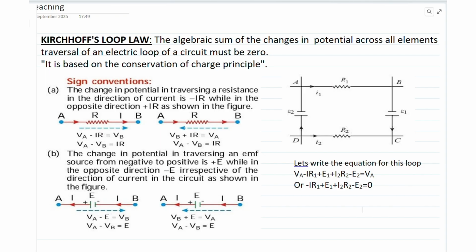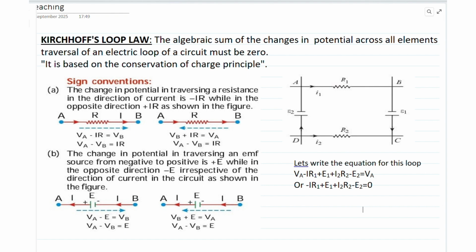Now let's move to the second law, which is very fundamental and holds a very, very good weightage. Usually we get a 2-marker or a 5-mark question based on this. It states that the algebraic sum of the changes in potential, mind you, the changes in potential, not drop in potential, which you'll find in many books, across all elements in a complete traversal of an electric loop of a circuit must be zero. This is based on the conservation of charge principle, right?